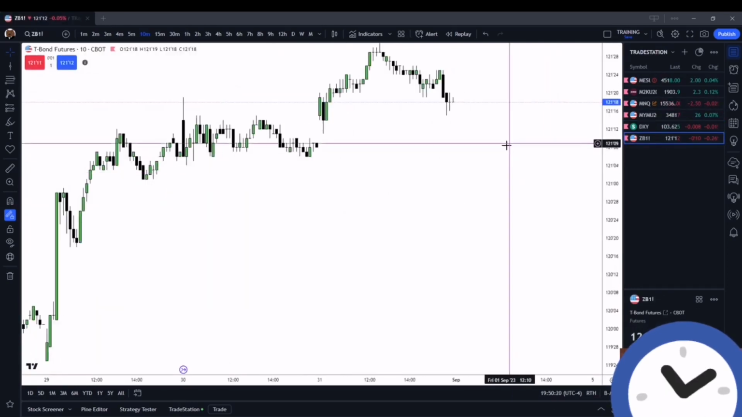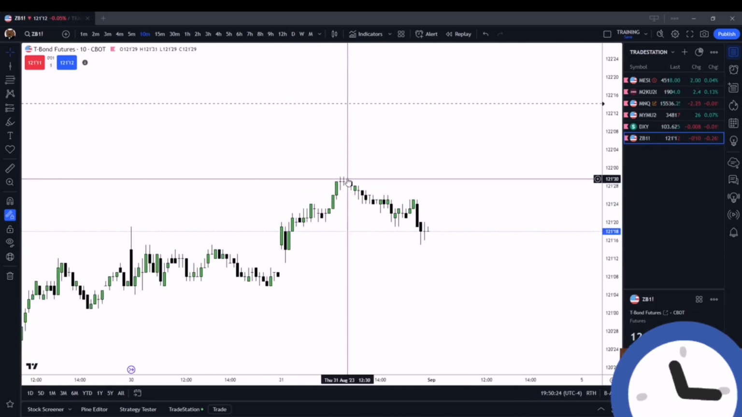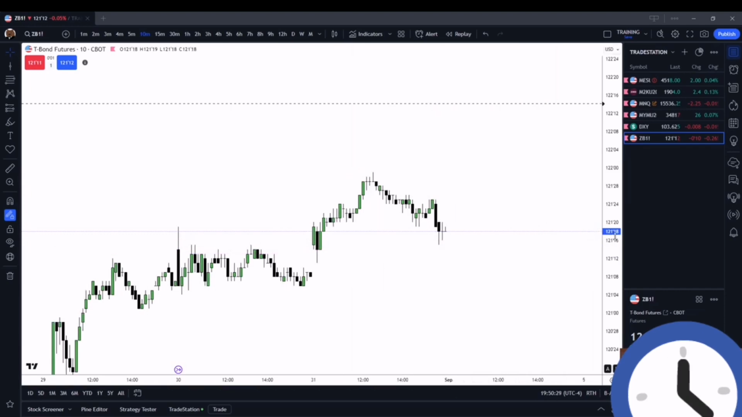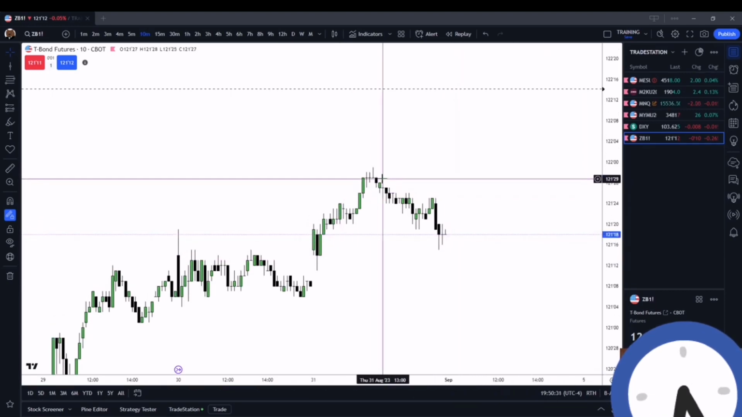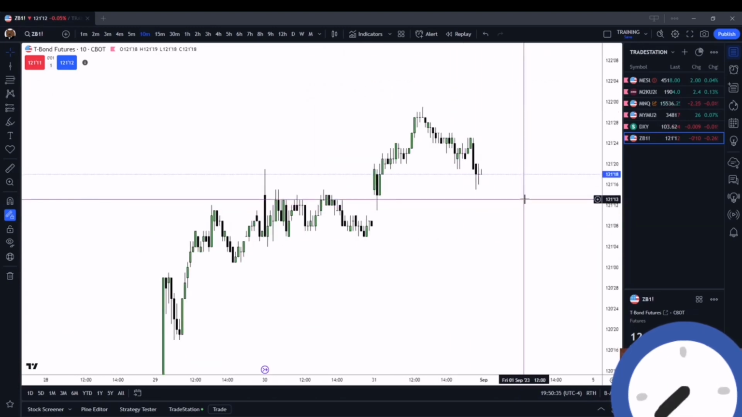30-year bonds, two-stage macro today. You can see that we opened higher and we formed a high during the lunch session, and then we traded back down to 121 spot 18. So basically a two-stage macro up and down on the 30-year bond.